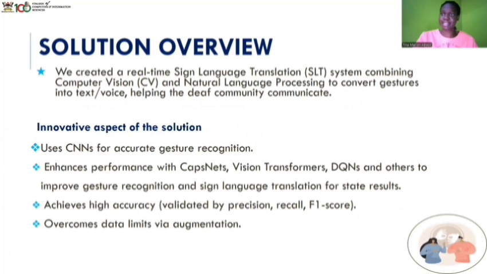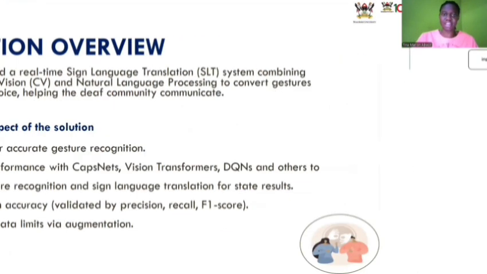It uses CNNs for accurate gesture recognition. We found that out during our training process of our models. Then it enhances performance with the other models like the CapsNets, ViTs, DQNs to improve the gesture recognition. Then it achieves high accuracy, so when you translate a video, it gives you the correct response. Then it overcomes data limits via augmentation.